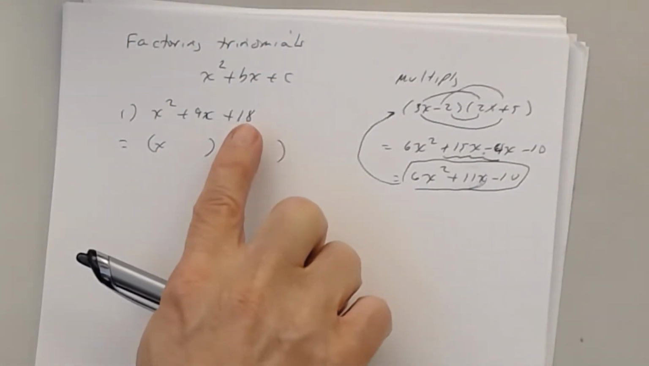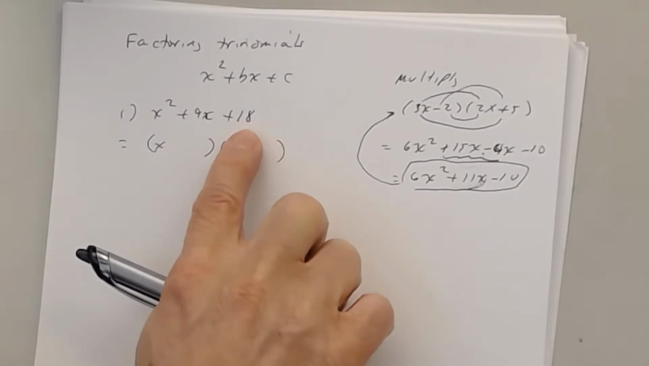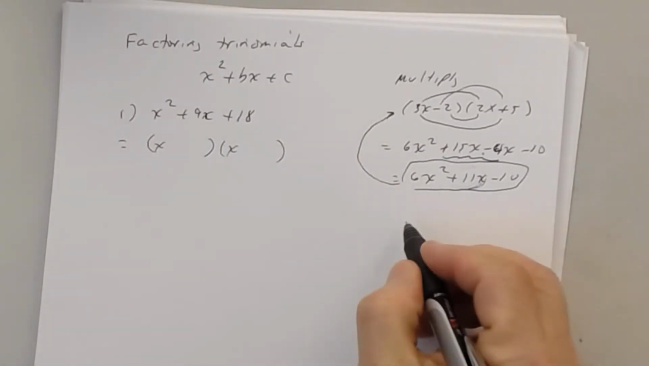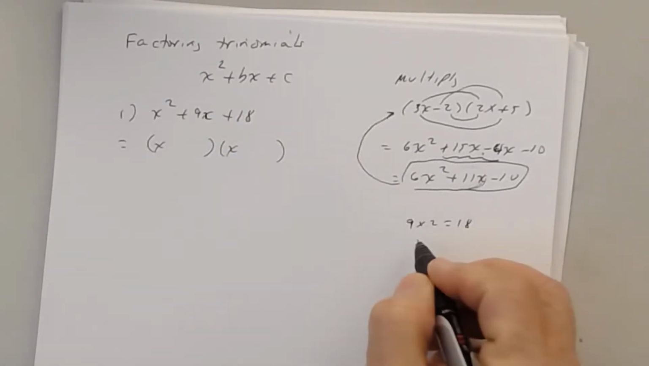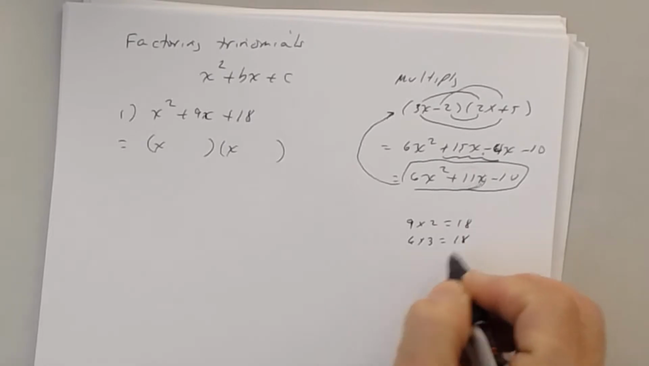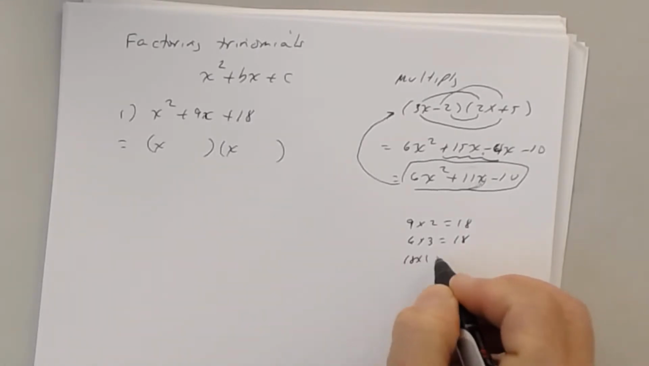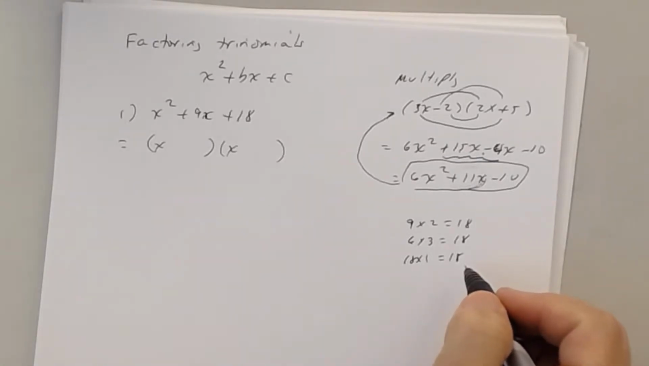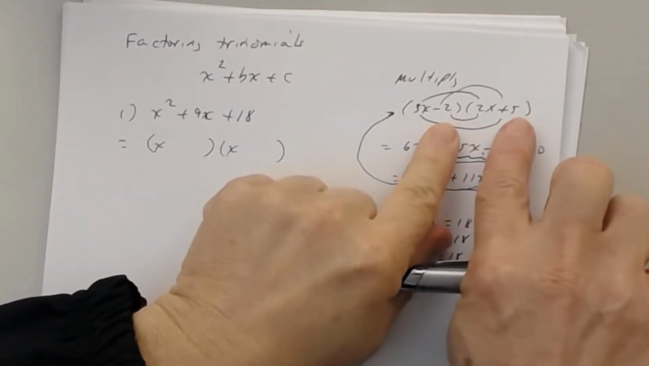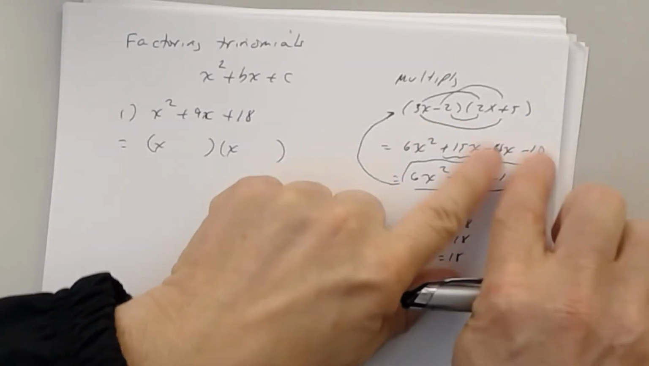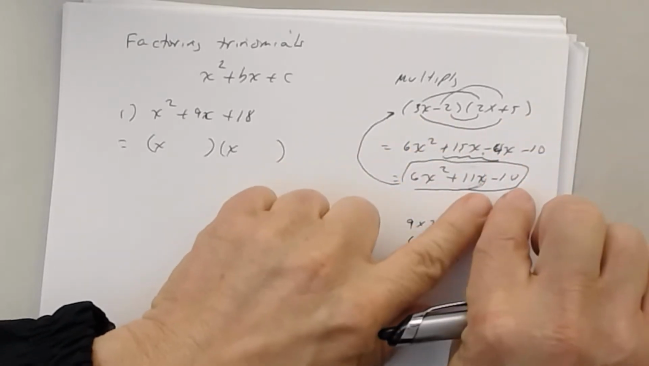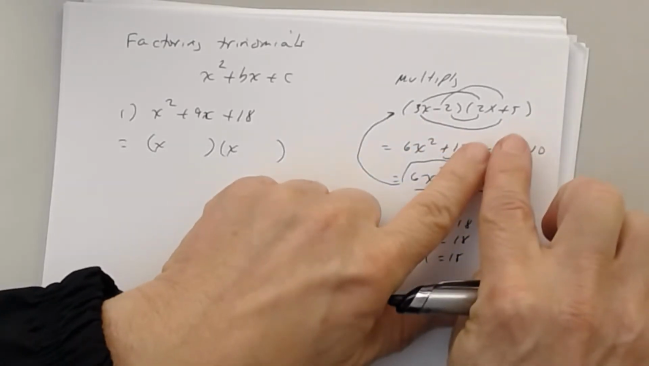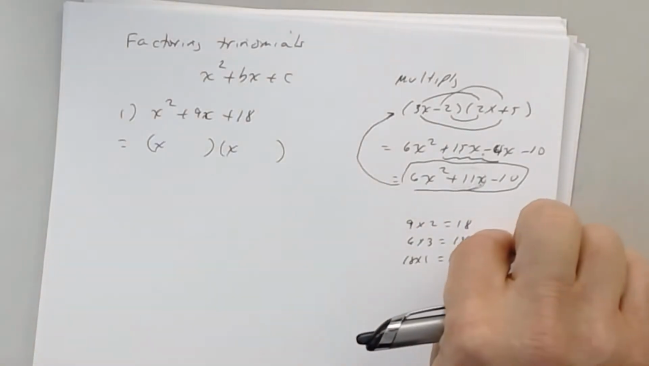Give me two numbers whose product is 18. Give me some pairs. 9 and 2 is 18. 6 times 3 is what? 18. 18 times 1 is 18. And I think that's it, right? Okay. Same thing like this. Give me two numbers whose product is negative 10. Well, we said negative 2 and what? And positive 5.